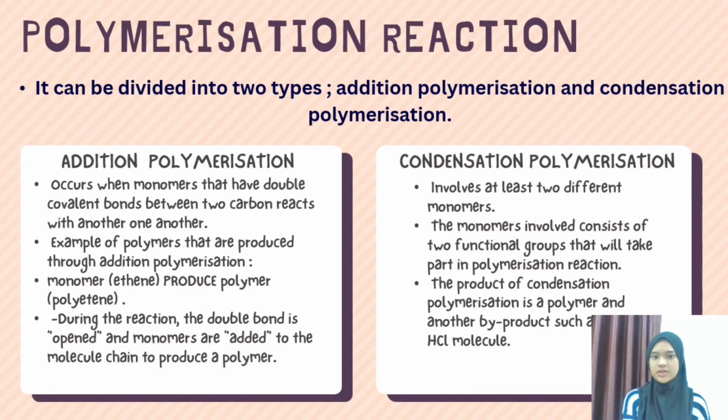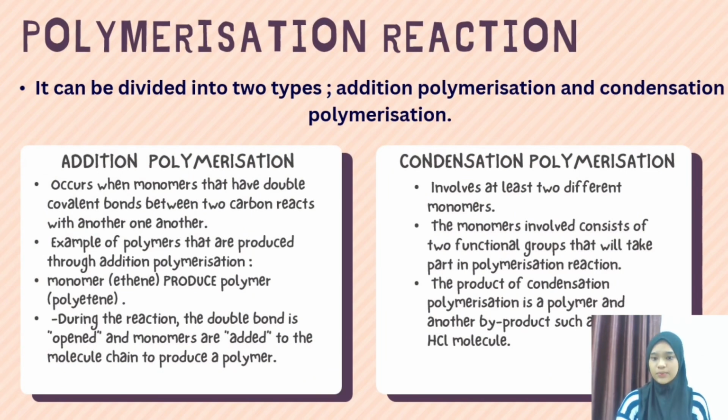Next, polymerization reactions. Polymerization reaction is the process by which monomers combine to form a polymer. It is divided into two main types, which are addition polymerization and condensation polymerization. Addition polymerization occurs when monomers that have double covalent bonds between two carbons react with one another. An example of a polymer produced through addition polymerization is polyethylene, which is produced from the ethene monomer. During the reaction, the double bond is opened and monomers are added to the molecule chain to produce a polymer.